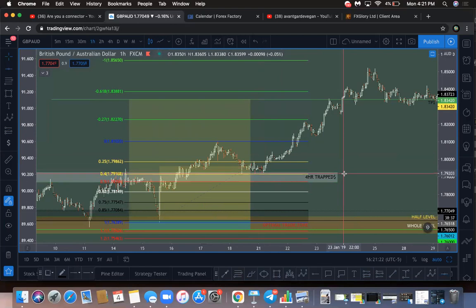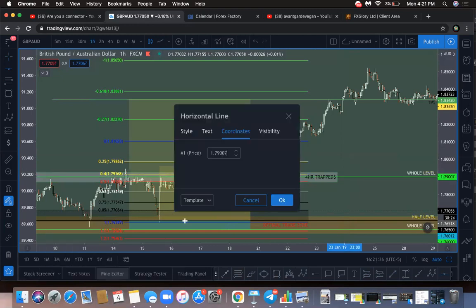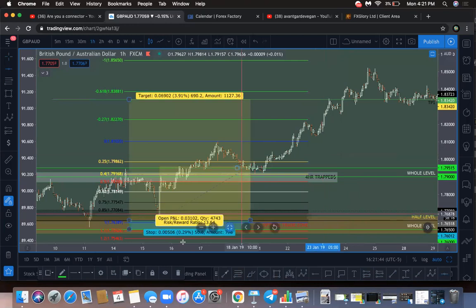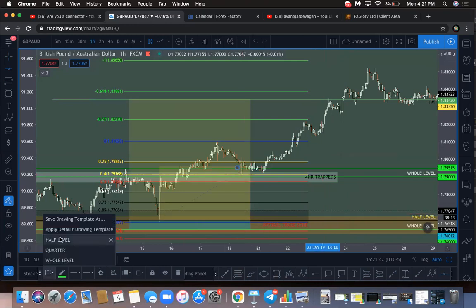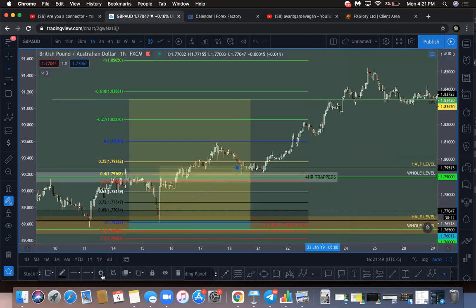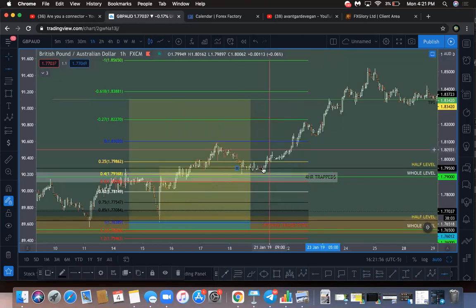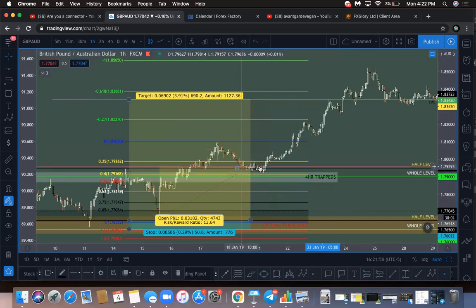So 79, right? So we got 79 flat as our whole level. And then 79,500 as our half level. And look how we respected those areas in that zone. Look how we look at price action. Price action allowed you to see that they are respecting these areas.